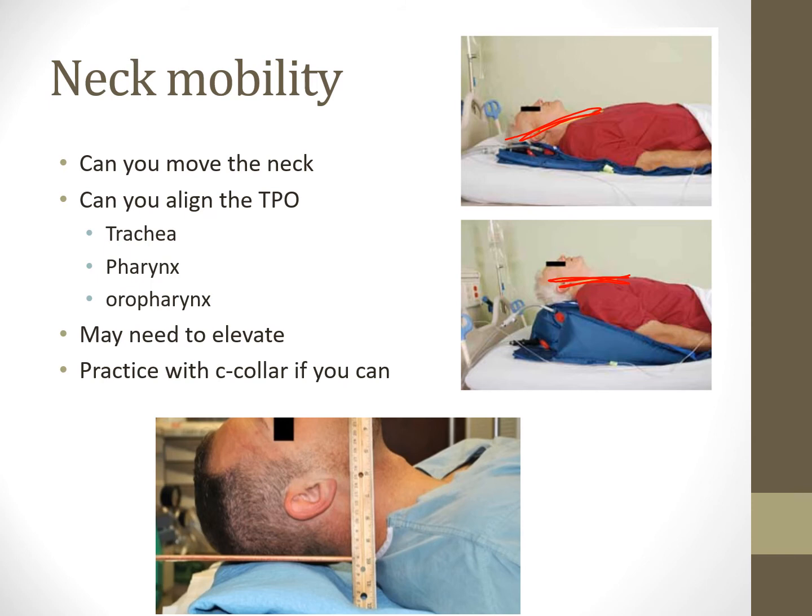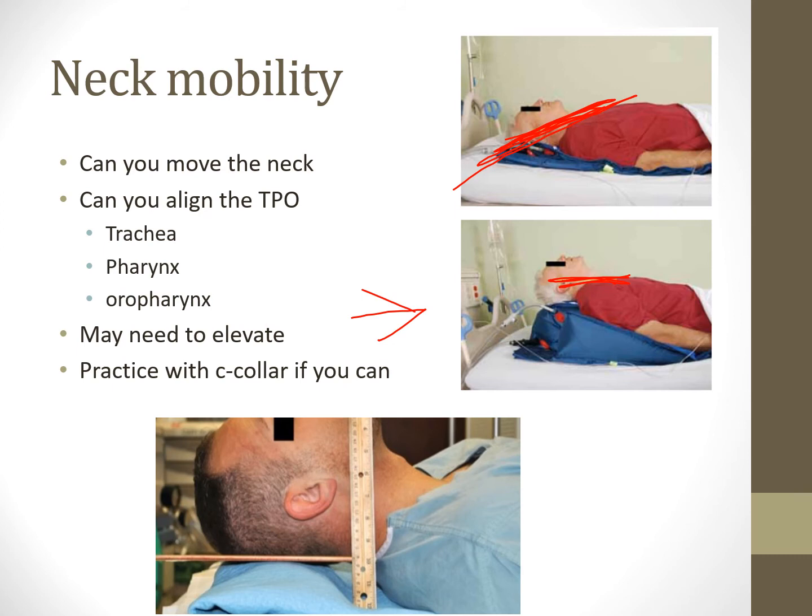This is called aligning the TPO, the trachea, the pharynx, and the oropharynx. So make sure it is aligned. Make sure you don't have one of these slanted situations. This is from ASA. This is from anesthesia. Because these are lined up in this situation, right? This is the ideal situation here. Because the TPO is lined up, it allows you to get the best view of the vocal cords, the best view of the airway when you're intubating.